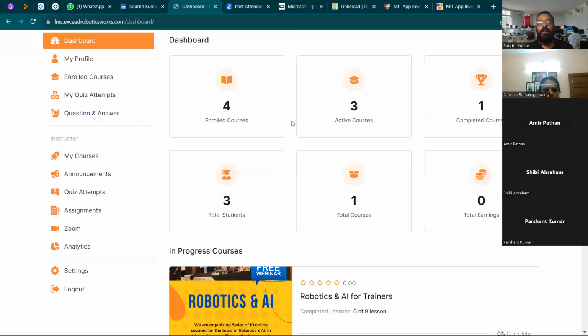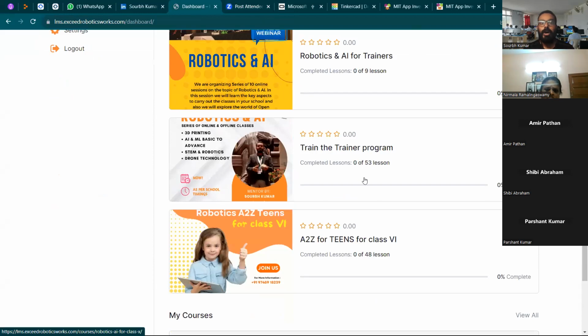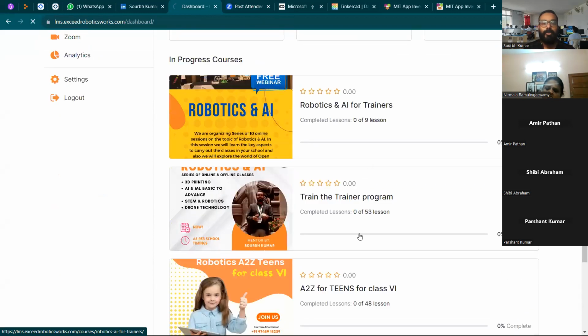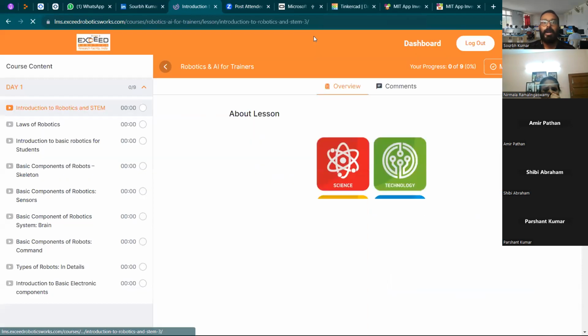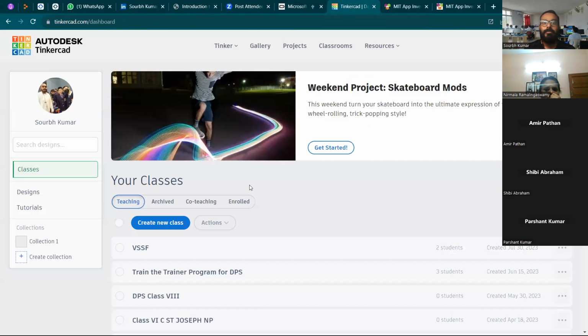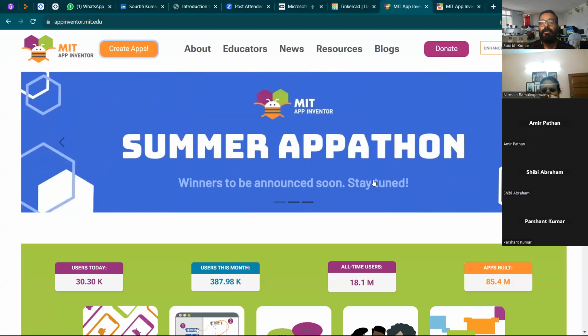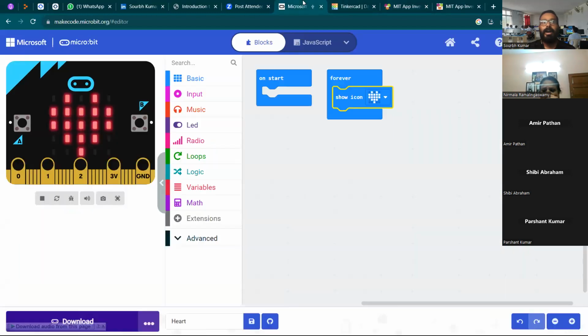So two things I would like to request you to have prior to this training program, not for today, but from the next day onwards: you have to sign up to three different platforms, namely the Tinkercad platform, the MIT App Inventor platform, as well as the MicroBeat platform. So these three platforms will give you the flexibility to explore further in this domain.